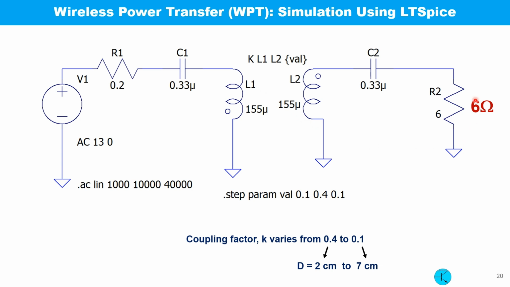First, let us see what happens with the 6 ohm load, and this is the schematic drawn with LT Spice. The value of K, that is the coupling coefficient, varies from 0.1 to 0.4 with a step of 0.1. This is the primary coil, the secondary coil, this is the load, and this is AC. I consider it to be 13 volt.